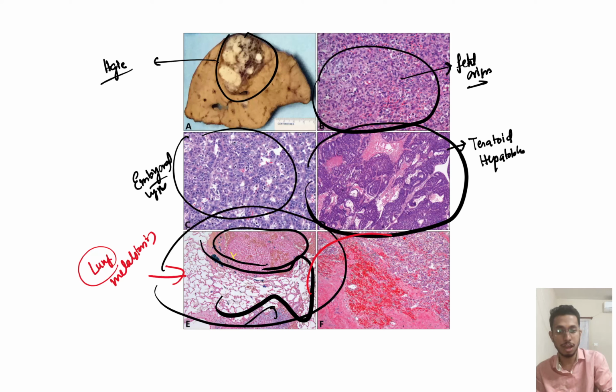And this diagram shows a post-treatment picture. How do I know it is a post-chemotherapy or post-radiotherapy picture? Because there is a lot of hemorrhage in between, and as well as there are cells which are improving. Okay. So these are the different stages and patterns of hepatoblastoma.